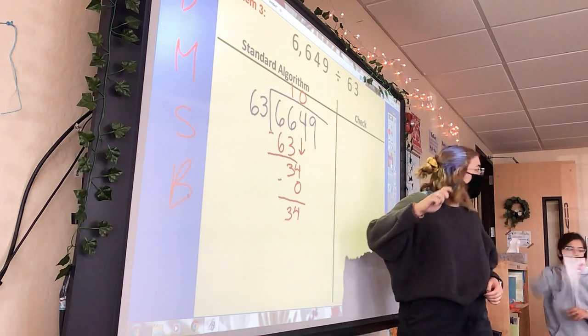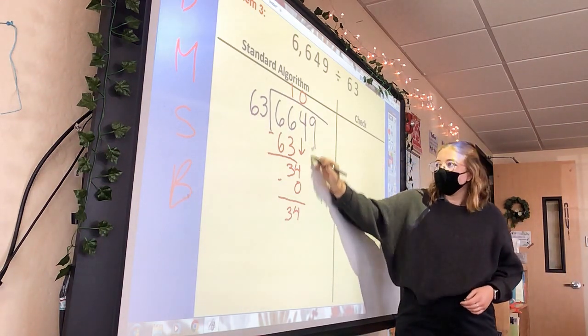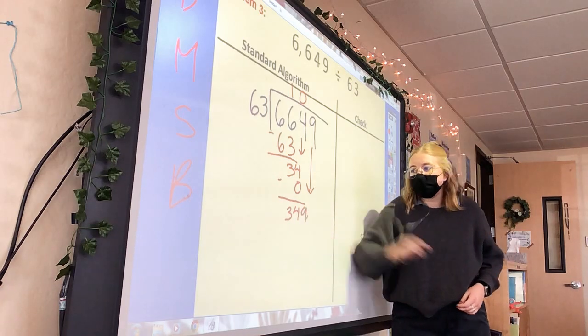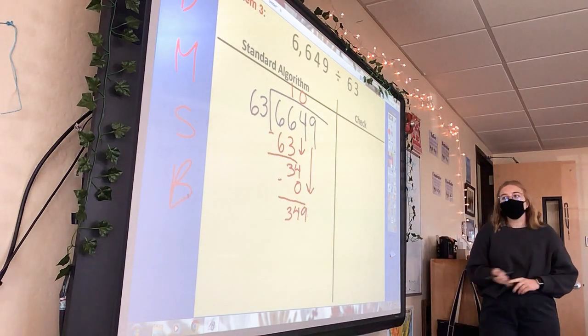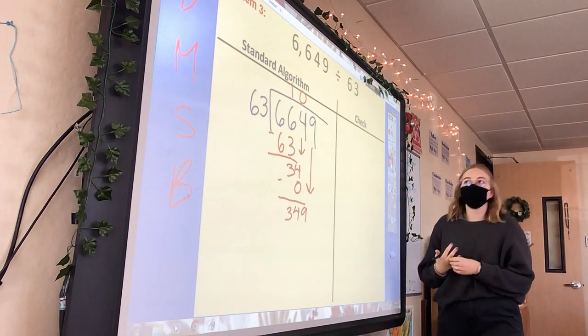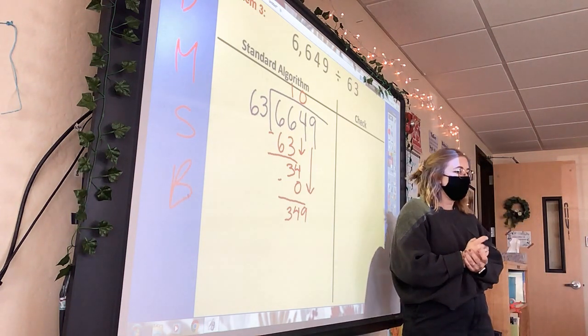So I subtracted. What's the next step? Bring down. So bring down that 9. Okay? This is where rounding can be helpful. This is where trial and error kind of comes into play, right?